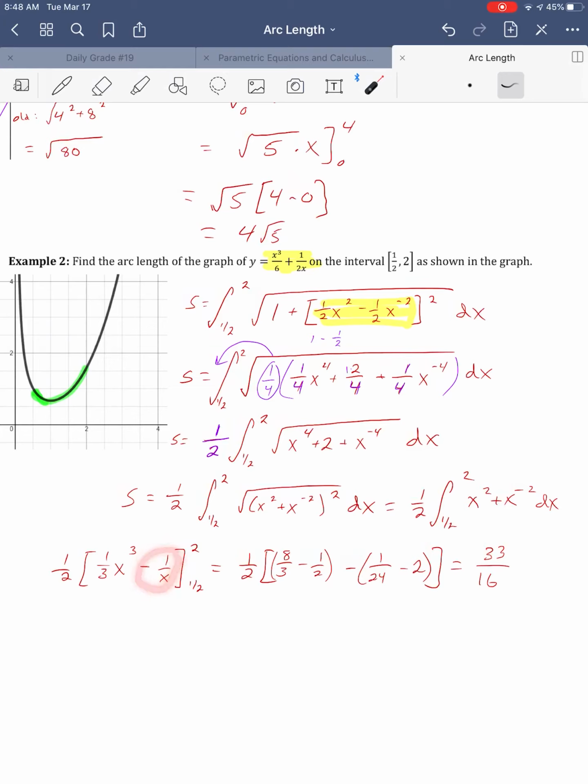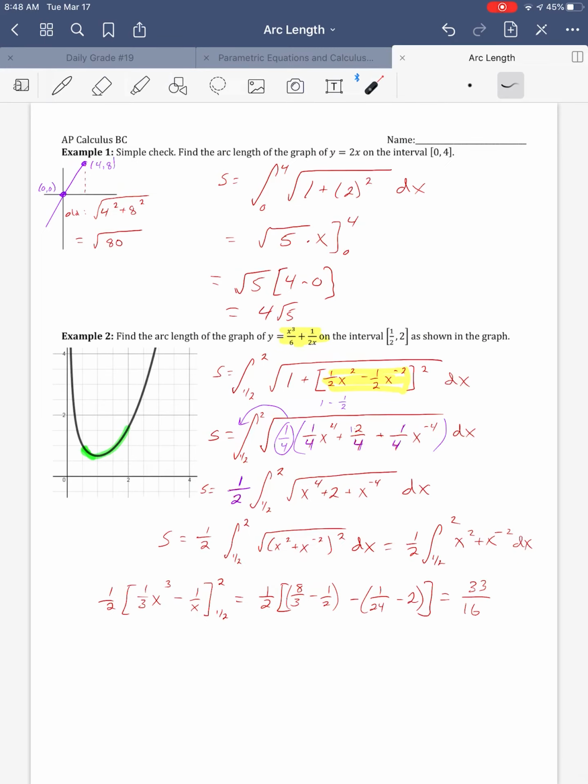Don't mess this up. So many people do such great things, and then they're going to take the integral of x to the negative 2, and they either subtract 1 or don't add 1 right or something. But x to the negative 2, remember you add 1 and you divide by the new exponent. So your final answer here would be 33/16.